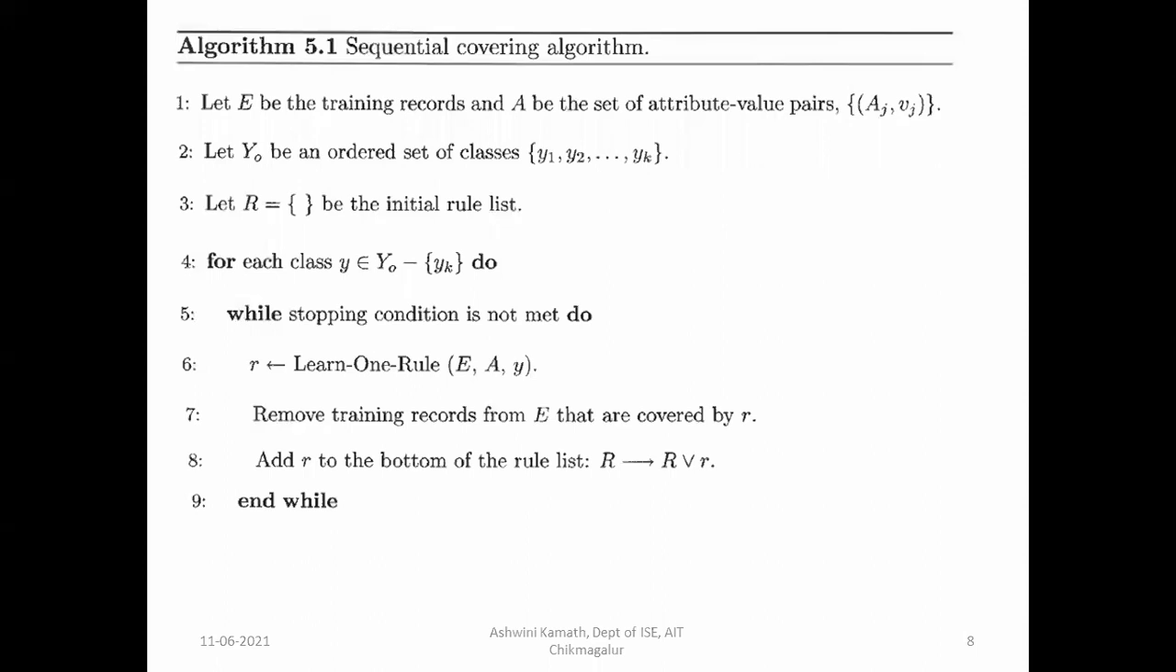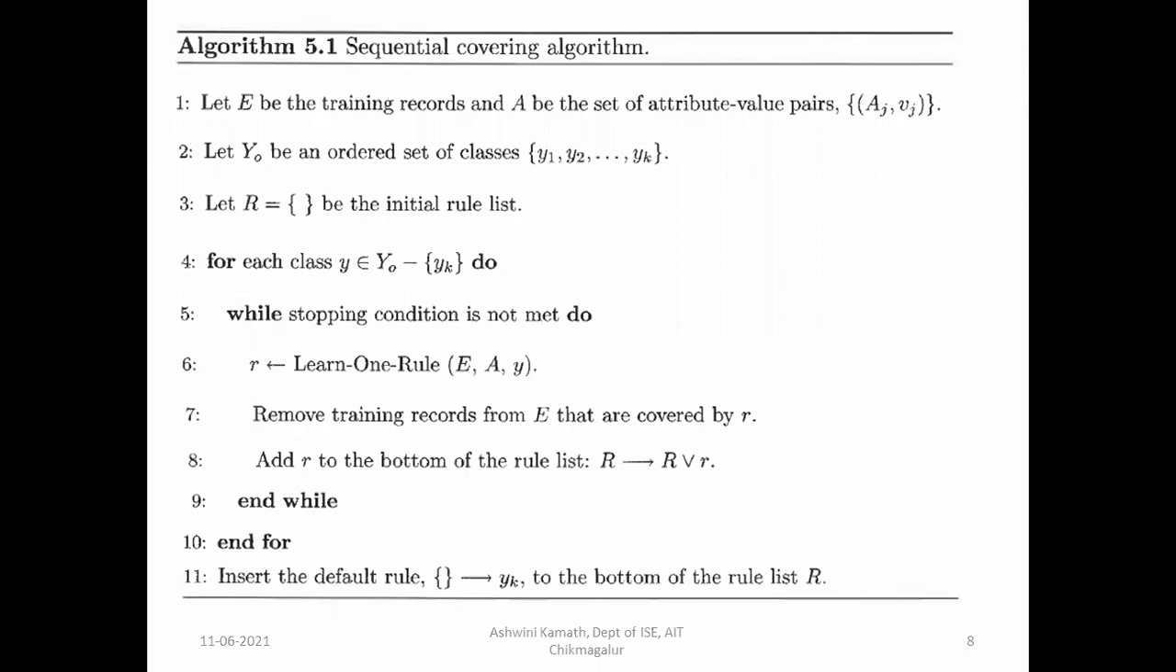Then end the while loop, then end the for loop. Then insert the default rule. We are left with yk, right, which has the least priority. So insert the default rule yk at the bottom of the rule list R. If any record doesn't match any of the classifications, then by default it will match yk. That is the concept.